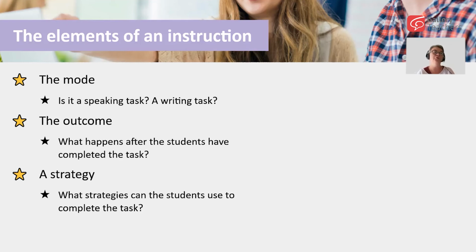In addition to mode, outcome, and strategy, it is also helpful for students to know how much time they have. If you don't tell students how much time they have, they could take as much time as is comfortable to them on a particular task, or they could feel that they're in such a hurry that they'll do something in 5 minutes and not do it properly. So give them the timing, something like you have 15 minutes for this.